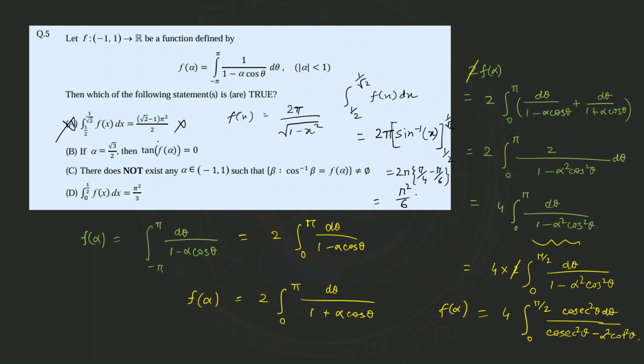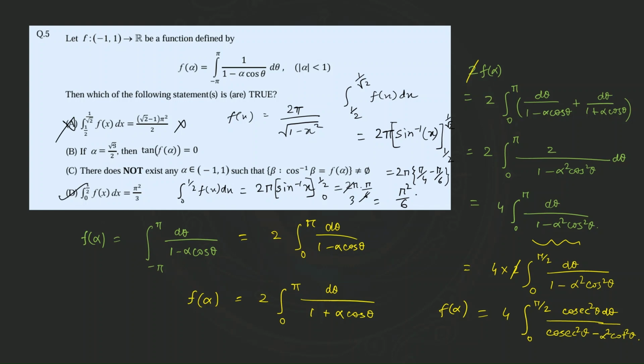Okay, now option D, if we check the integral 0 to half f of x dx, it is equal to 2 pi sine inverse x with limits half and 0. So it will be 2 pi into pi divided by 6, right? So pi square divided by 3. So option D will be one of the correct options, right? Now let us check options B and C.